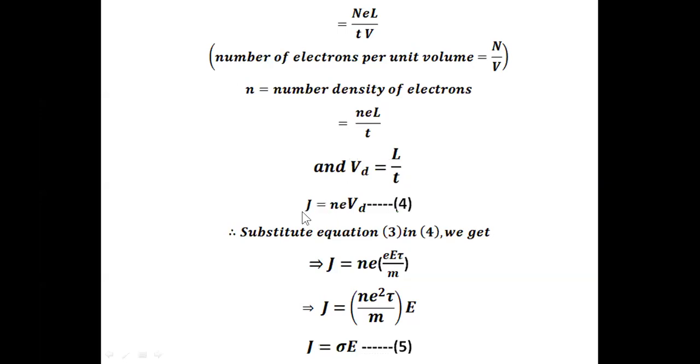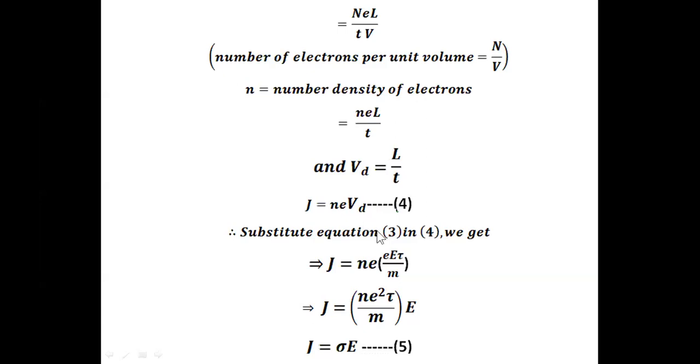Then what will happen to your current density? Current density J is equal to n e v_d. This is the basic expression for the current density in terms of your drift velocity. Now we also know the expression for drift velocity from equation number 3. What is that?